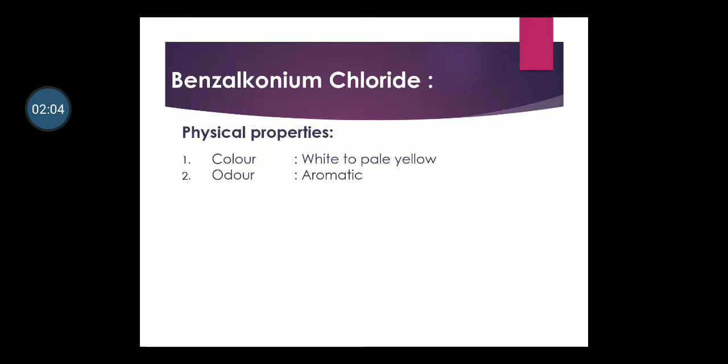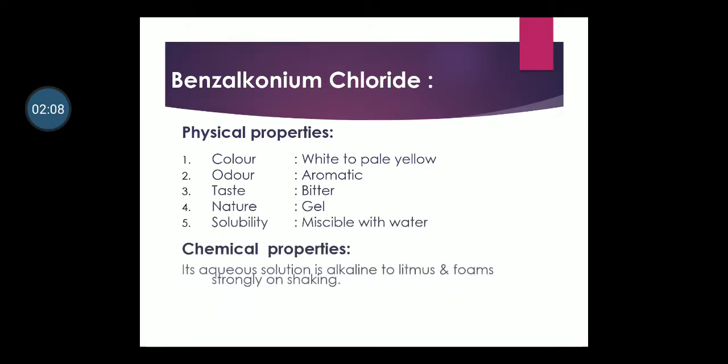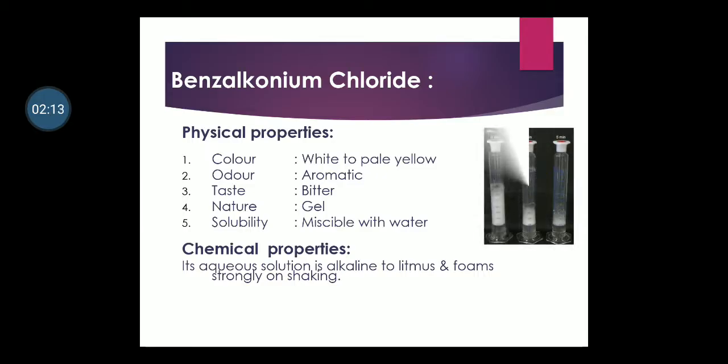Next, benzalkonium chloride. As far as the physical properties are concerned, it is white to pale yellow, aromatic, bitter in taste, gel in nature, and miscible with water. Now this chemical property is important. The aqueous solution of benzalkonium chloride will be alkaline to litmus. When we check with litmus, red litmus paper will get converted to blue. It indicates that the solution is alkaline.